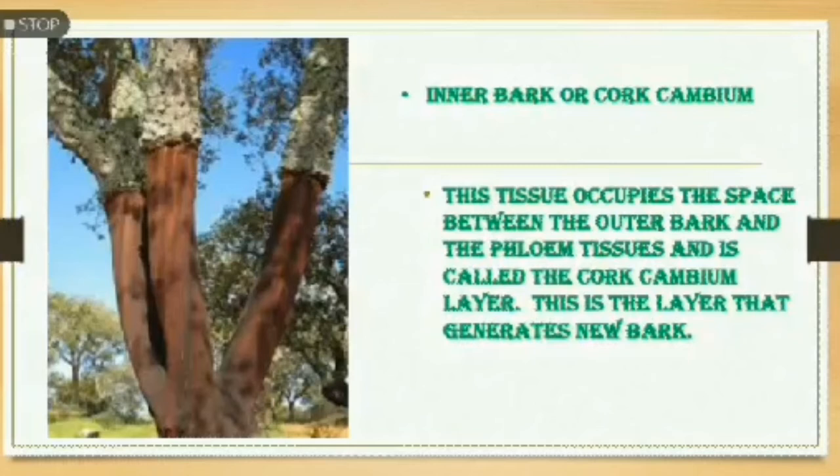Inner bark or cork cambium. The tissue occupies the space between the outer bark and the phloem tissues and is called the cork cambium layer. This is the layer that generates new bark.